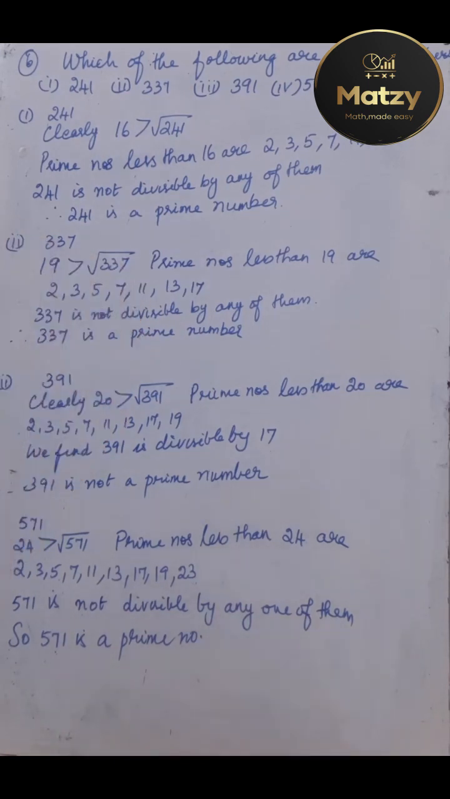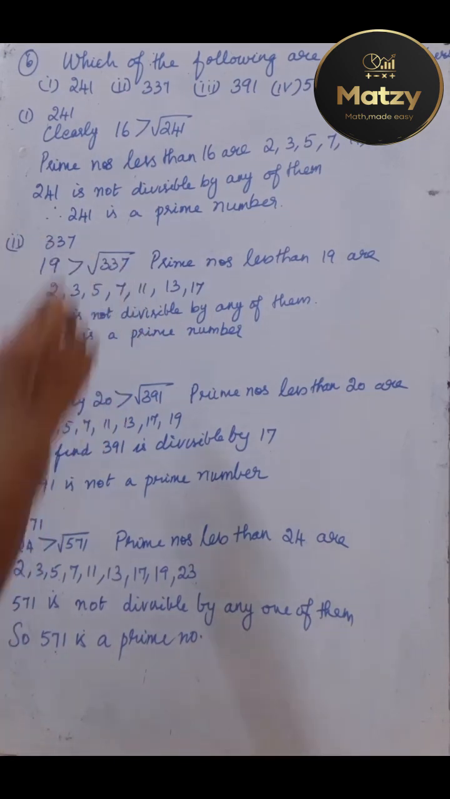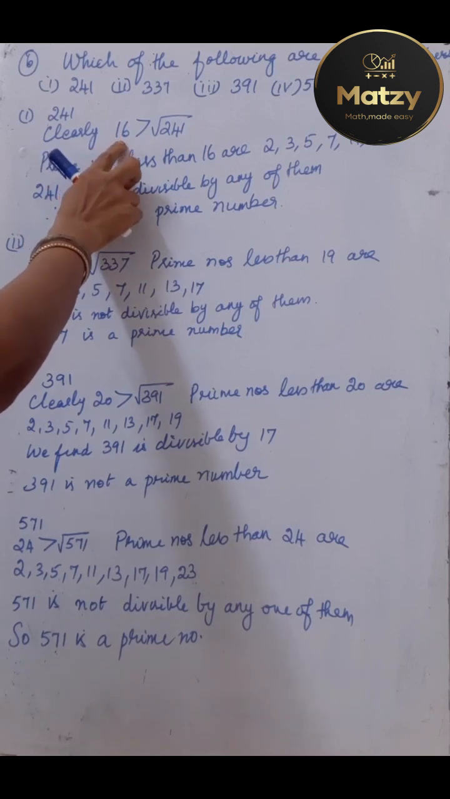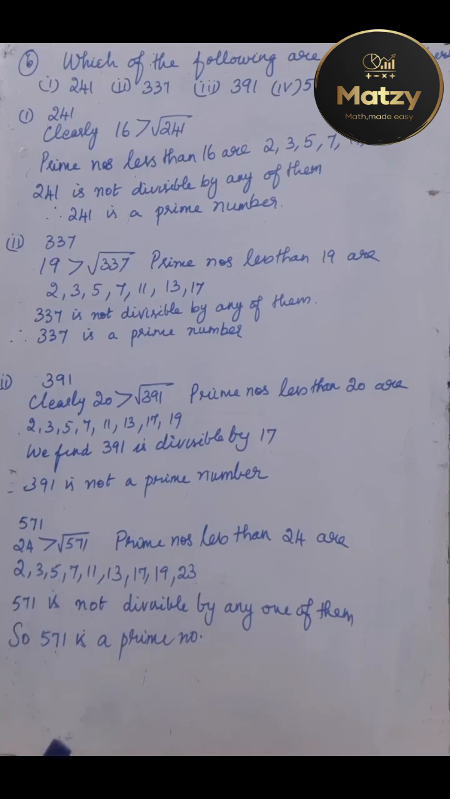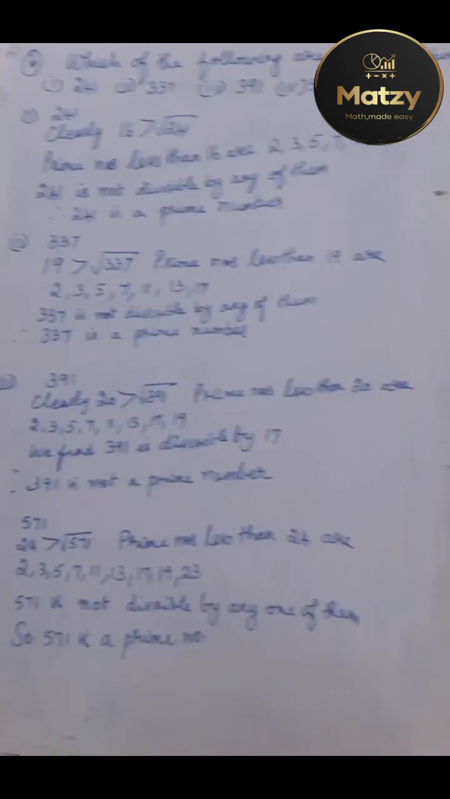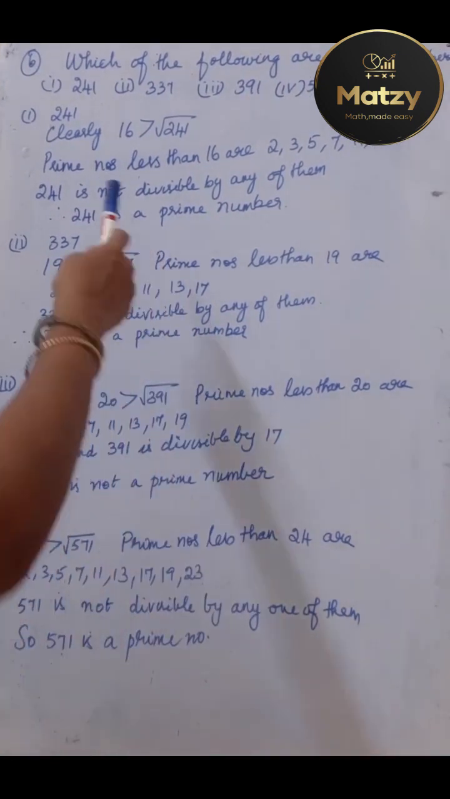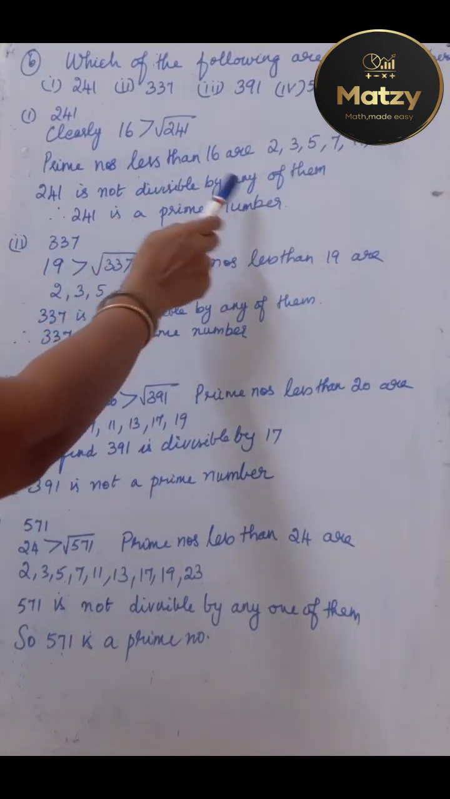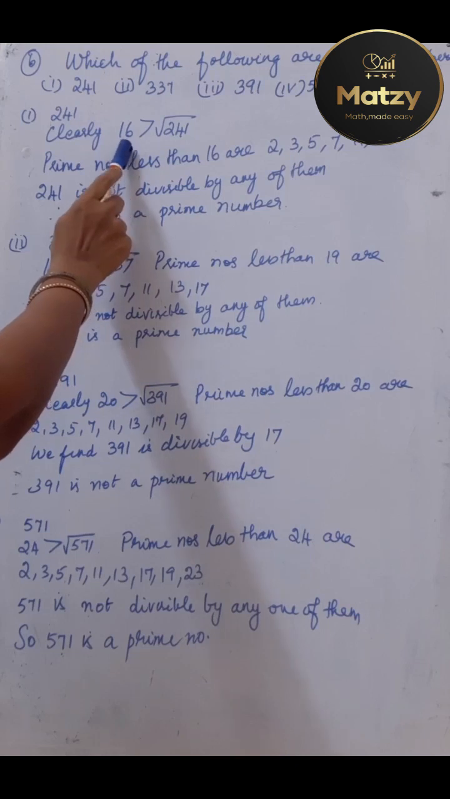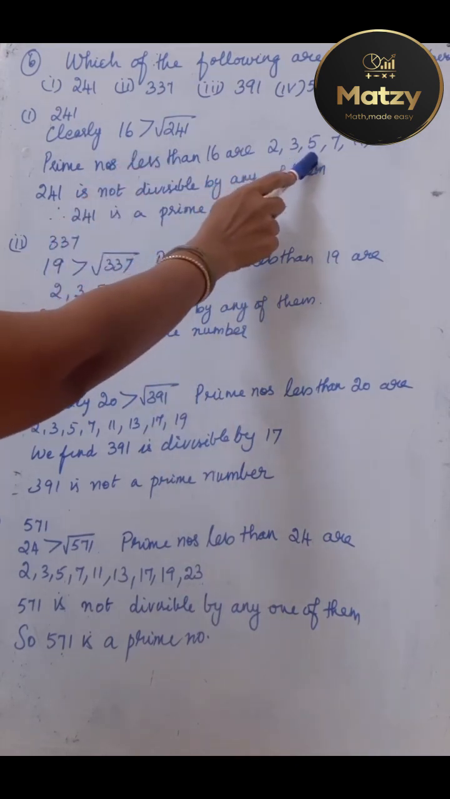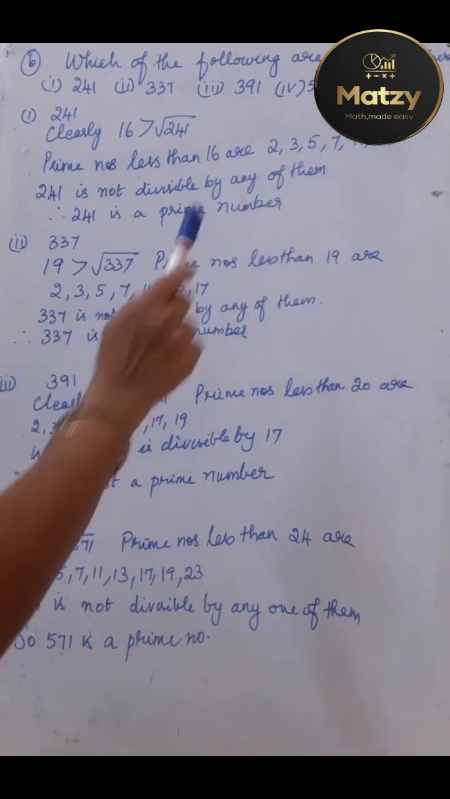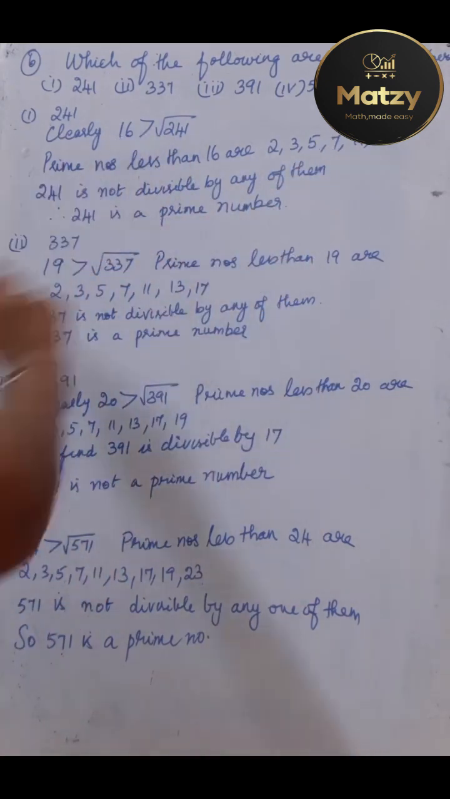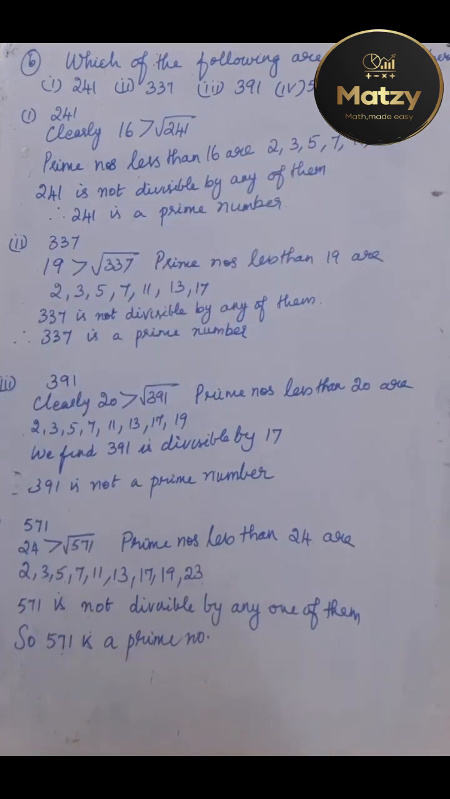First of all, you have to write like that. Then you should find out the prime numbers which are less than 16. So already I told you, prime number is the number which has only two factors, 1 and itself. So I am writing all the prime numbers less than 16: 2, 3, 5, 7, 11, 13. Then 17 is a prime number, but it is greater than 16. So I am stopping with that.